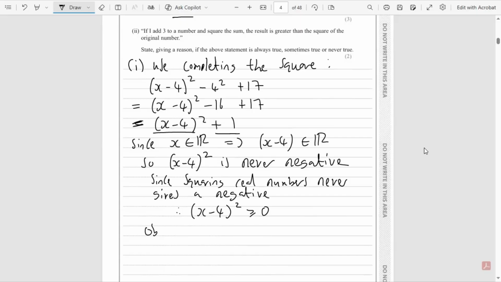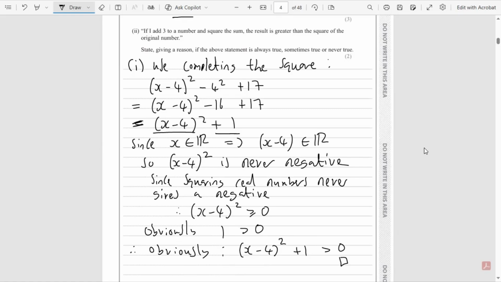So we can just say here that 1 is bigger than 0. Therefore, if you're adding a positive number to a number that can't be negative, then this must also be positive. So 1 plus a non-negative number is positive. Plus 1 must be positive. And that's our proof done for the question.